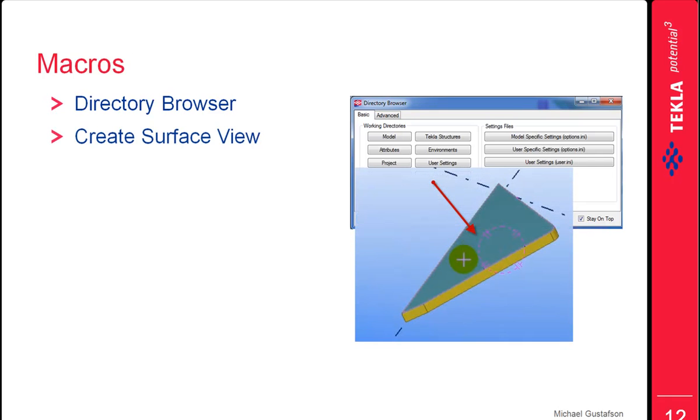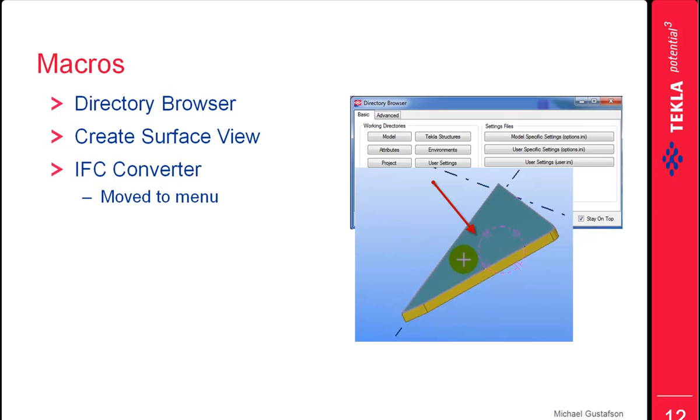Next, there are two new macros actually, Create Surface View and Create Surface View with Edge. That's really a powerful feature to be able to snap to create a view and change the work plane to a surface that you pick, and I'll demonstrate that in a second.